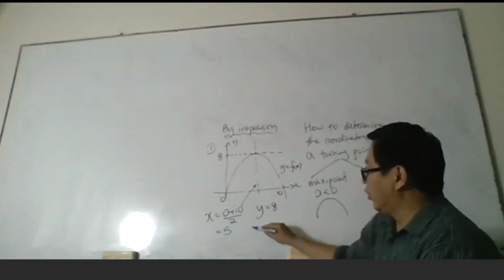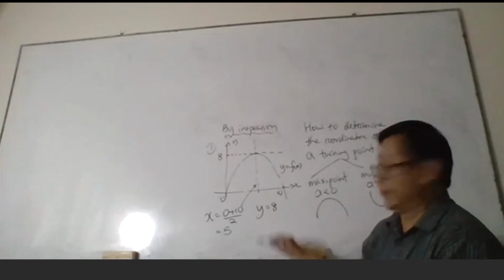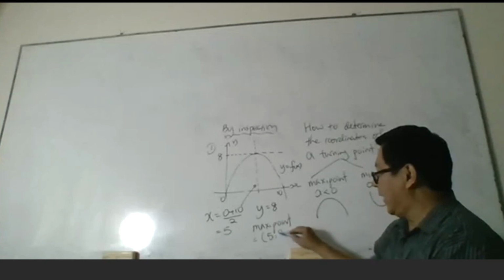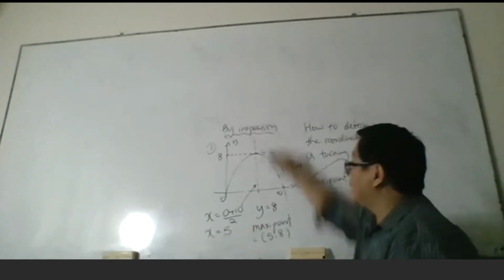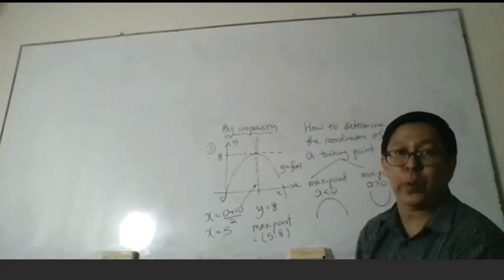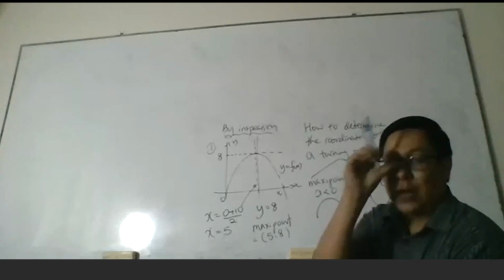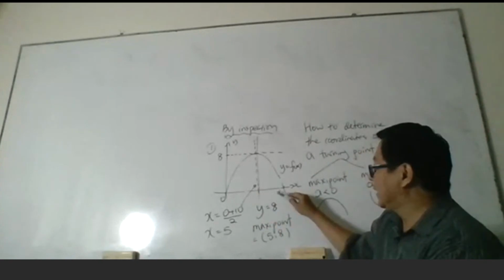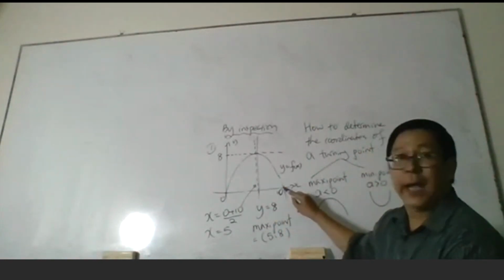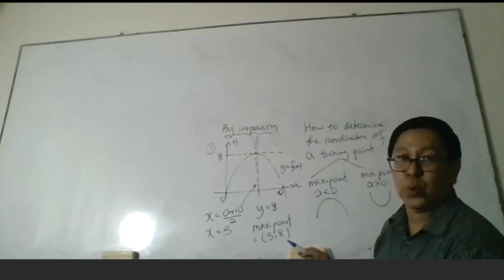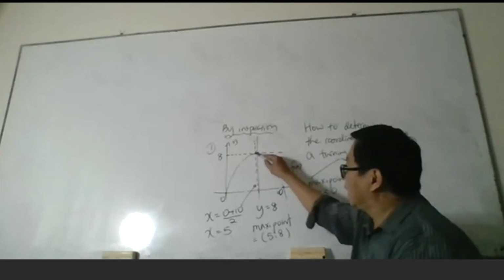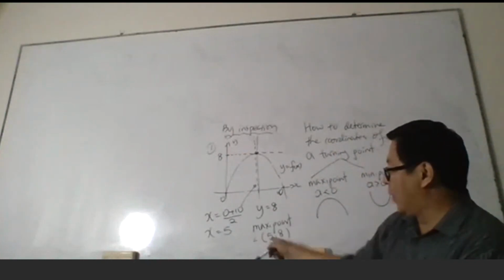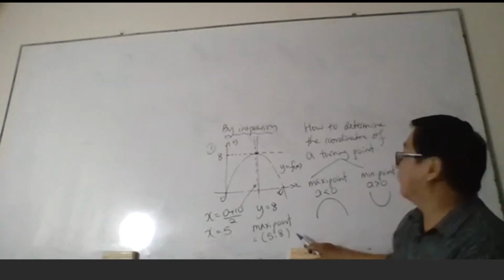So then in order to get the maximum point or the turning point, the maximum point will be 5, 8. x is determined through the equation of the axis of symmetry. And one of the simple techniques we use is to use the two x-intercepts 0 and 10, divided by 2. And the maximum value of the curve is represented by the y coordinate, so your answer will be 5, 8.